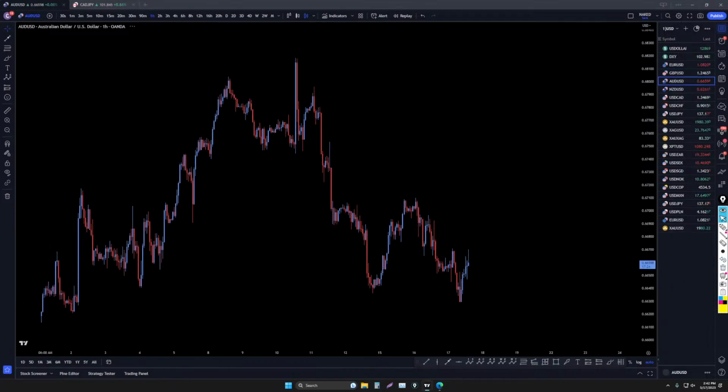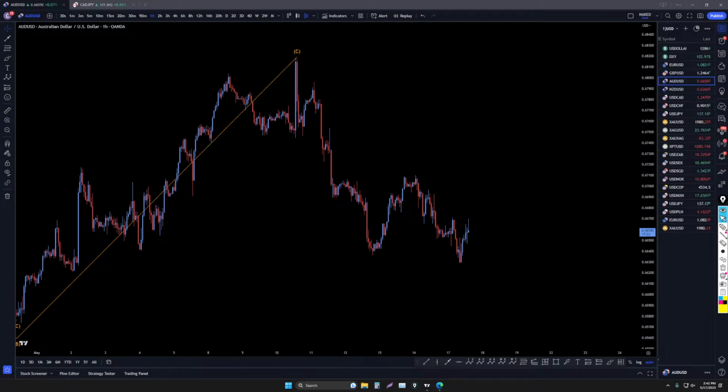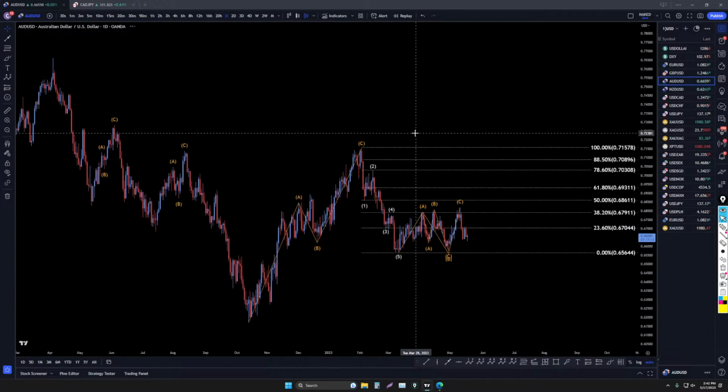So let's check out the Aussie dollar real quick to see what's up with that one. Now the Aussie dollar... Sorry, I was just checking my Discord. So the Aussie dollar, let's head back out to the daily.